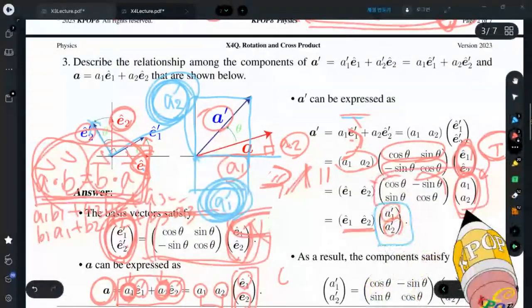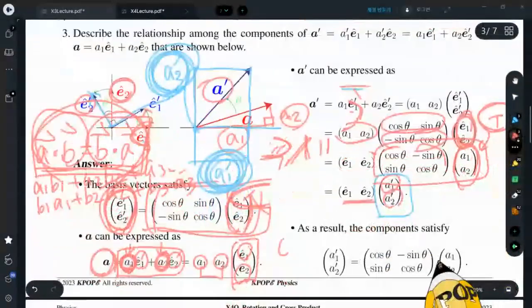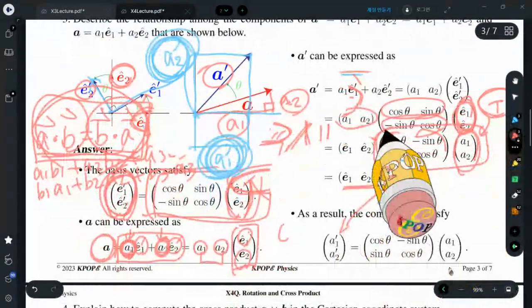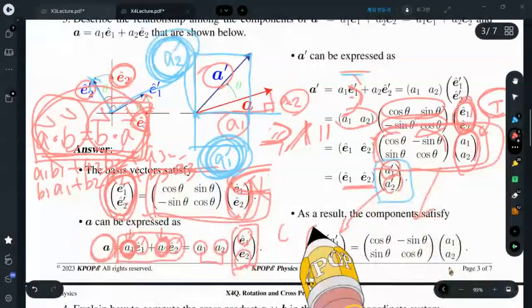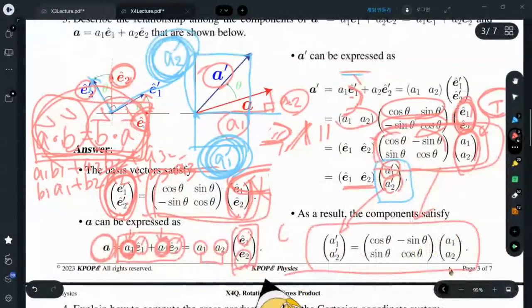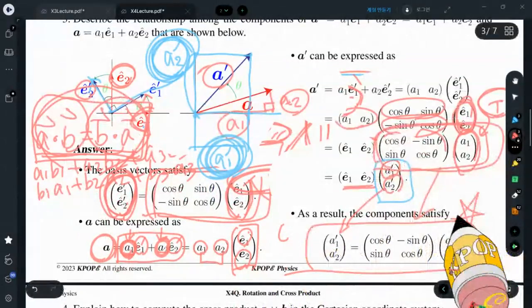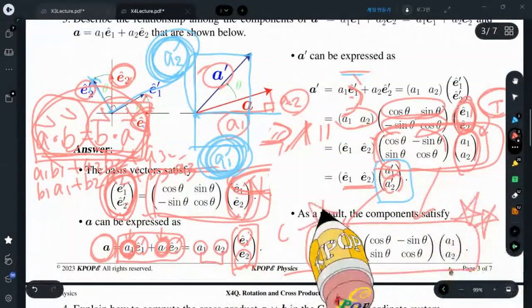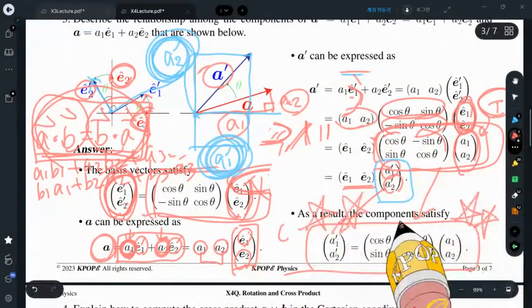As a result, this one can be copied directly from this one. I copied this and copied this. This is our final result. It is very, very important. You have to memorize.